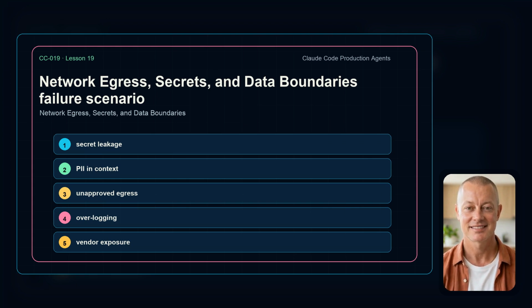In practice, this example has four parts: secret leakage, PII in context, unapproved egress, overlogging, vendor exposure. The point is to make the agent's work inspectable rather than asking everyone to trust a polished final answer. Score the design against this rubric: allow list, secret source, PII rules, logging filter, egress record. A weak score does not mean the idea is useless. It means the workflow needs stronger boundaries before it becomes production work.